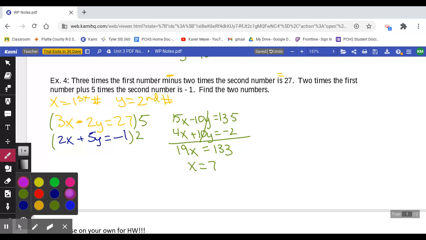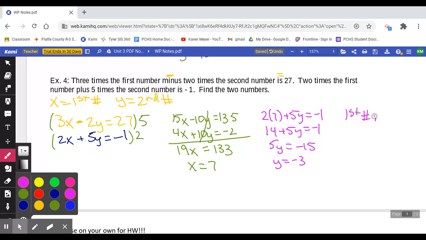So now I'm going to plug it into the bottom one. So 2 times 7 plus 5y equals -1. So 14 plus 5y equals -1. Subtract the 14 over, so 5y equals -15. Divide both sides by 5 and get -3. So the first number is 7. The second number is -3.